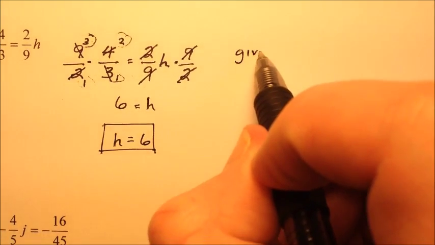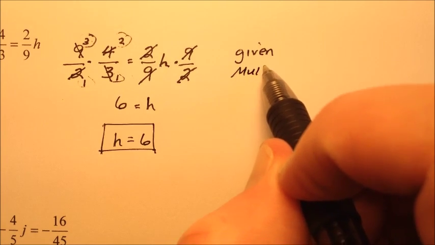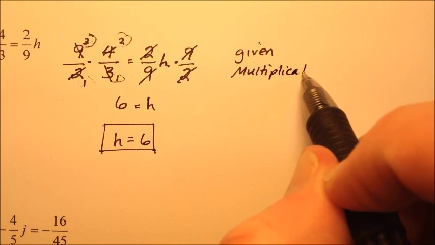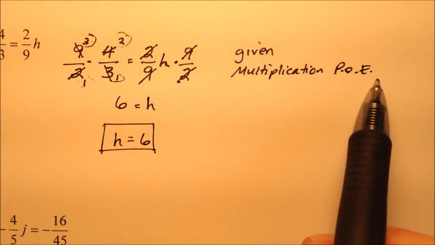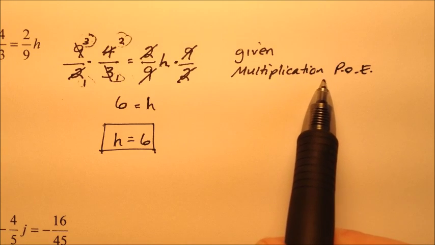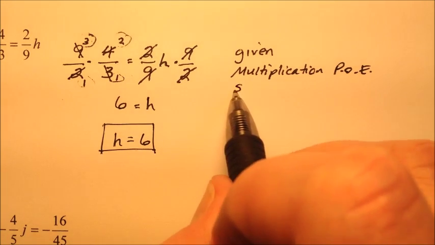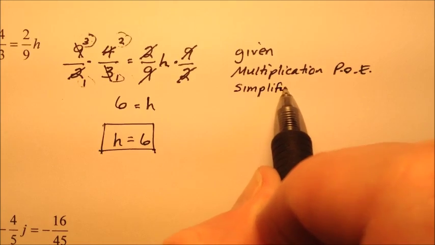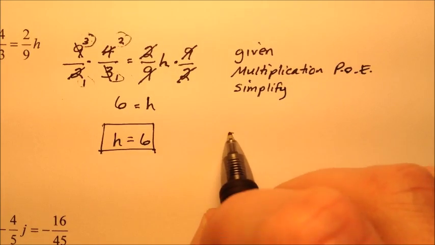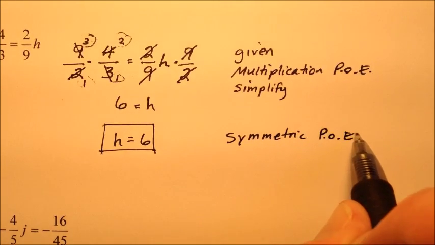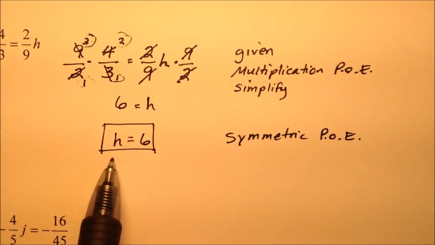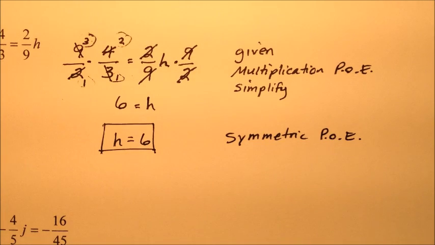So the steps that we used to solve this were, given is always the first one, and then we use the multiplication property of equality. And remember, we can abbreviate the property of equality with POE, but make sure you're spelling out multiplication, or in the last example we used addition. And then after a property of equality, we're going to simplify. And then the last one that we did was the symmetric. So we use the symmetric property of equality to turn that guy around and put that variable on the left side where we like to see him, so we say h equals 6. And that's the solution for 42.